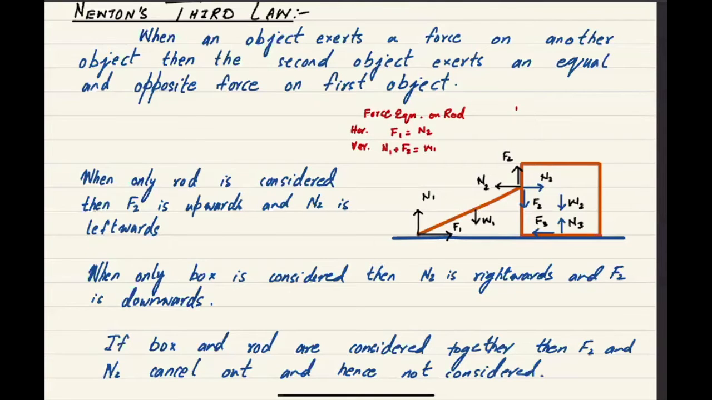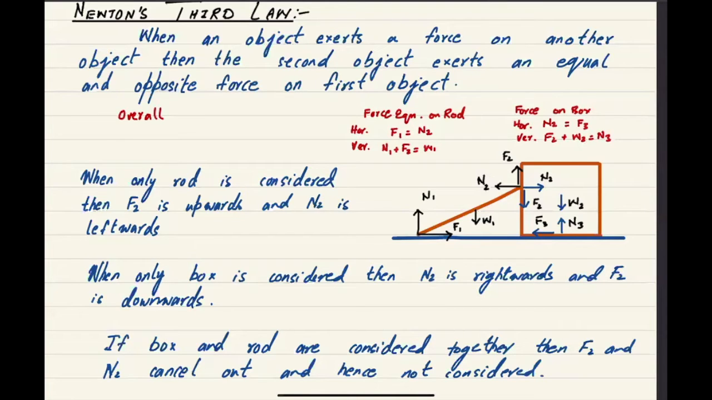Likewise, when you're taking forces on the box, your horizontal equation would be N2 must be equal to F3, and your vertical force equation would be F2 plus W2, both acting down, must be equal to N3, which is acting upwards. But the other thing you need to understand is that you can take an overall force equation as well.